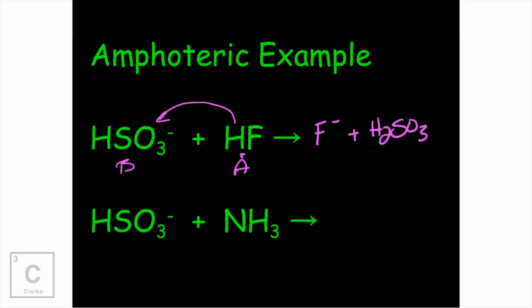Now let's look at the second example. Like I said a while ago, we just always got to remember ammonia, it's a base. So that means bisulfite would have to be the acid. And let's see how this works. Remember, acids donate their protons. So if we donate that proton to NH3, we're going to get NH4+. And when it's donated, that leaves us with SO4-2. I hope that makes sense, how an amphoteric substance can act as an acid and a base.